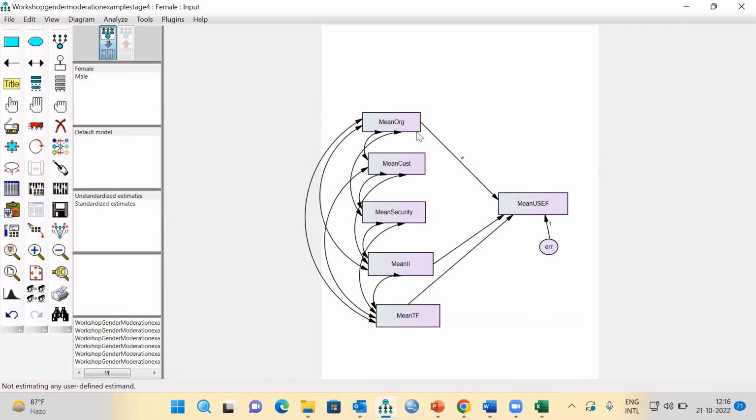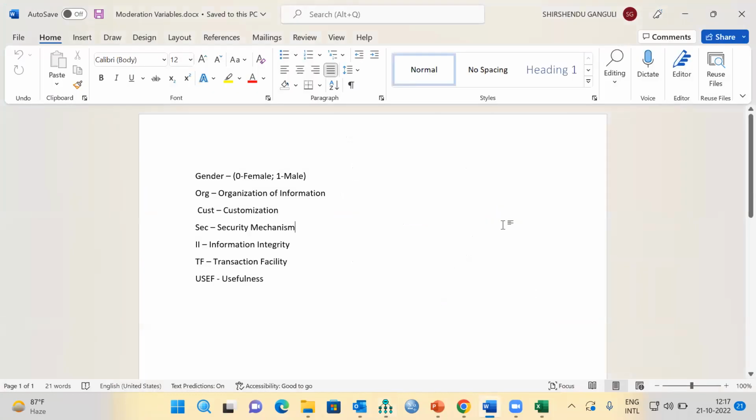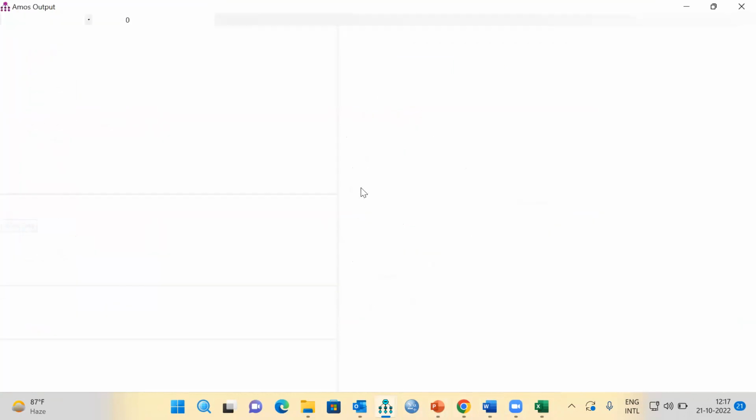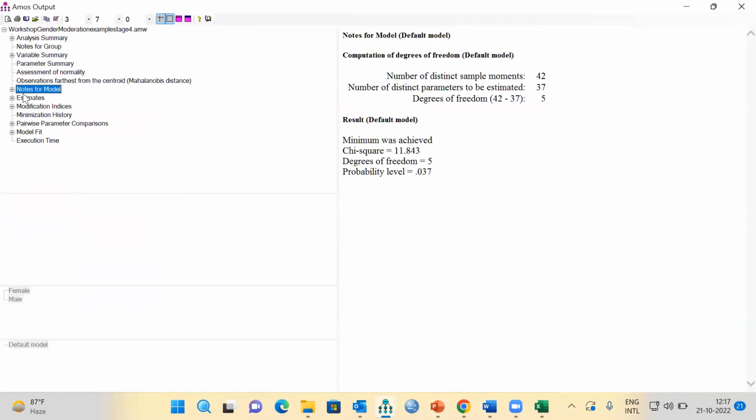So we have put the constant from org to use F. That is how we put the constant. That is, from organization information to customization. We have put this constant and run the model, and look at the output. Now, what is the chi-square? 11.843. And the degrees of freedom is 5.